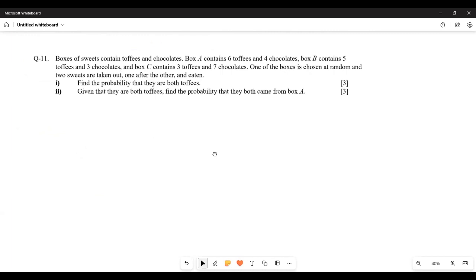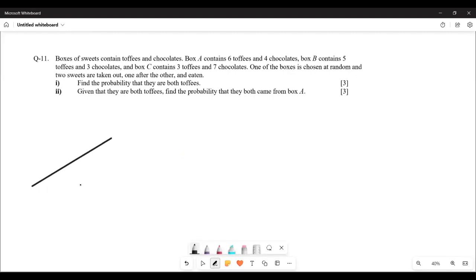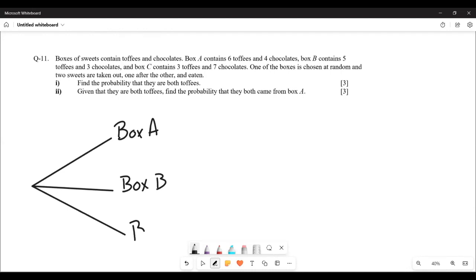Boxes of sweets contain toffees and chocolates. Box A contains 6 toffees, 4 chocolates. Box B contains 5 toffees, 3 chocolates. Box C contains 3 toffees, 7 chocolates. One of the boxes is chosen at random. I'm going to make a tree here. So a box is being chosen randomly, which means the probability of each box being chosen would be 1/3. So box A, box B, and box C each has a probability of 1/3 of being chosen.